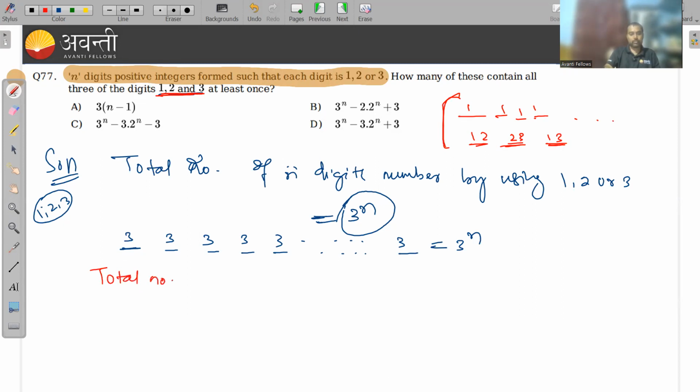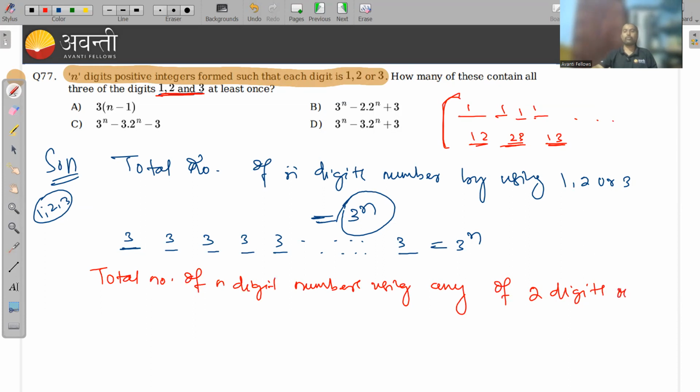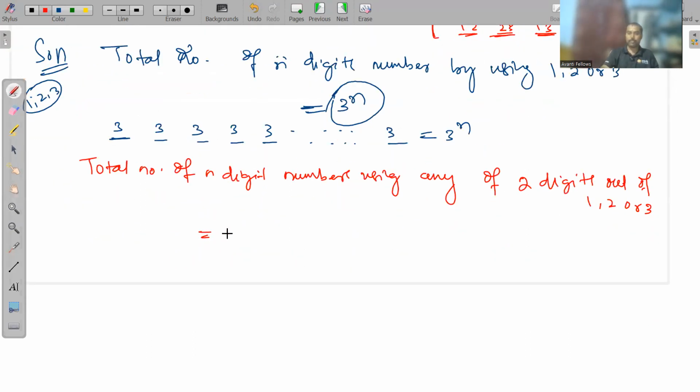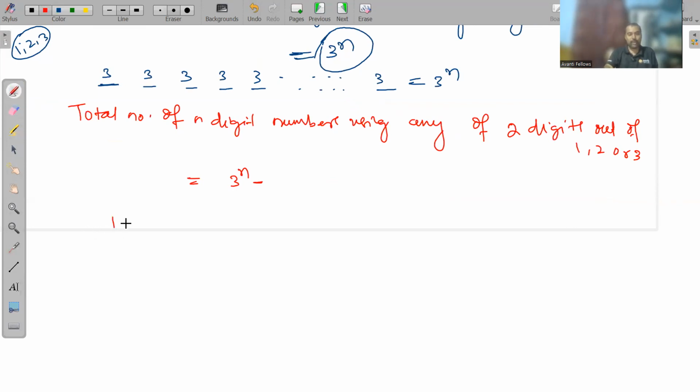ठीक है, so now I am finding the total number of n digit numbers using any two of the digits, out of 1, 2 और 3. तो ये क्या हो जाएगा, this will be the total number of n digit numbers by using 1, 2 और 3, that is 3 to the power n minus, ये क्या हो जाएगा, जैसे हम count करेंगे। suppose 2 digits means ये एक possibility हो सकता है 1, 2, दूसरा possibility 2, 3, तीसरा possibility 1, 3। ठीक है, तो ये देखो अगर मेरे पास n places हैं, तो इसको भरने के लिए मेरे पास कितने option हैं, 2, इसको भरने के लिए 2, similarly इसको भरने के लिए 2, तो total में कितने option हो गए.